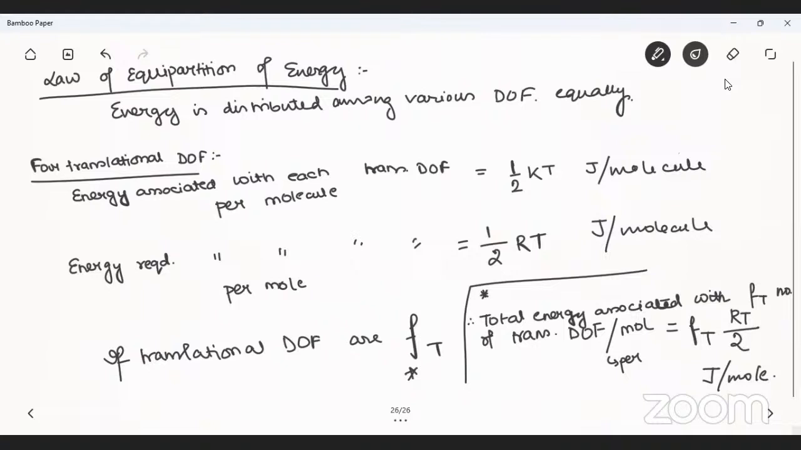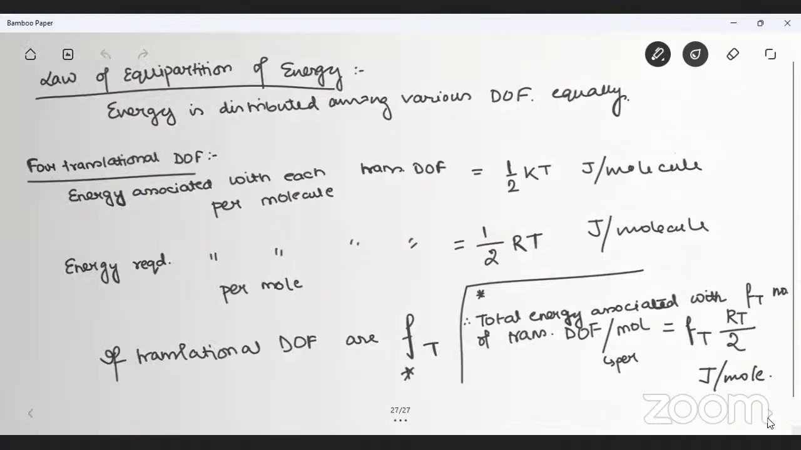Yes, ma'am. Ma'am, I have a doubt. Any doubt? Energy required with each translational DOF per molecule, when we use the thing. Yes, these are the standard formulas. Just remember this for now. Done. Okay, now let's dig into some other formulas. The same thing you will be learning in your physics also.